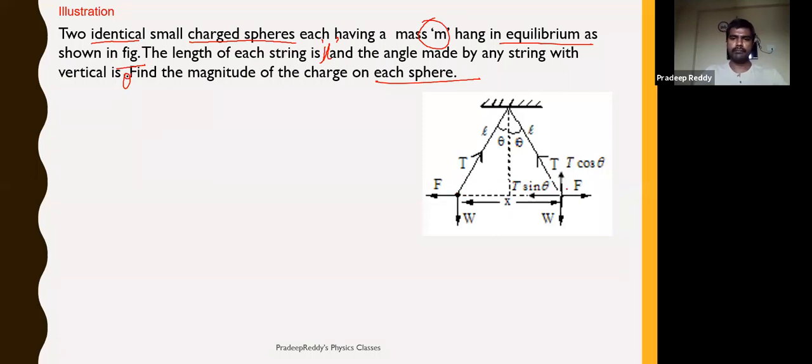It is given mass m. This is also given mass m. I should now find out what is the charge acting on each sphere. Now, as these two charges are being separated by a certain distance and their masses are equal, let me take the charge on each sphere as uniform. Both are identical, right? Therefore, I will be considering that the charge on each sphere is Q.